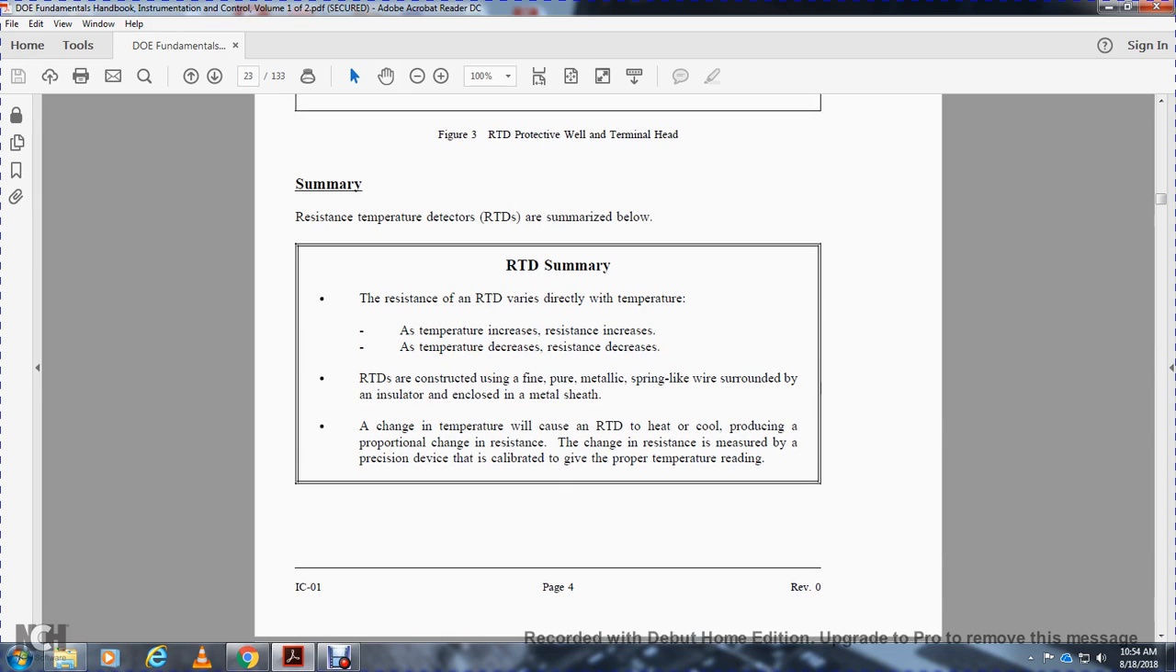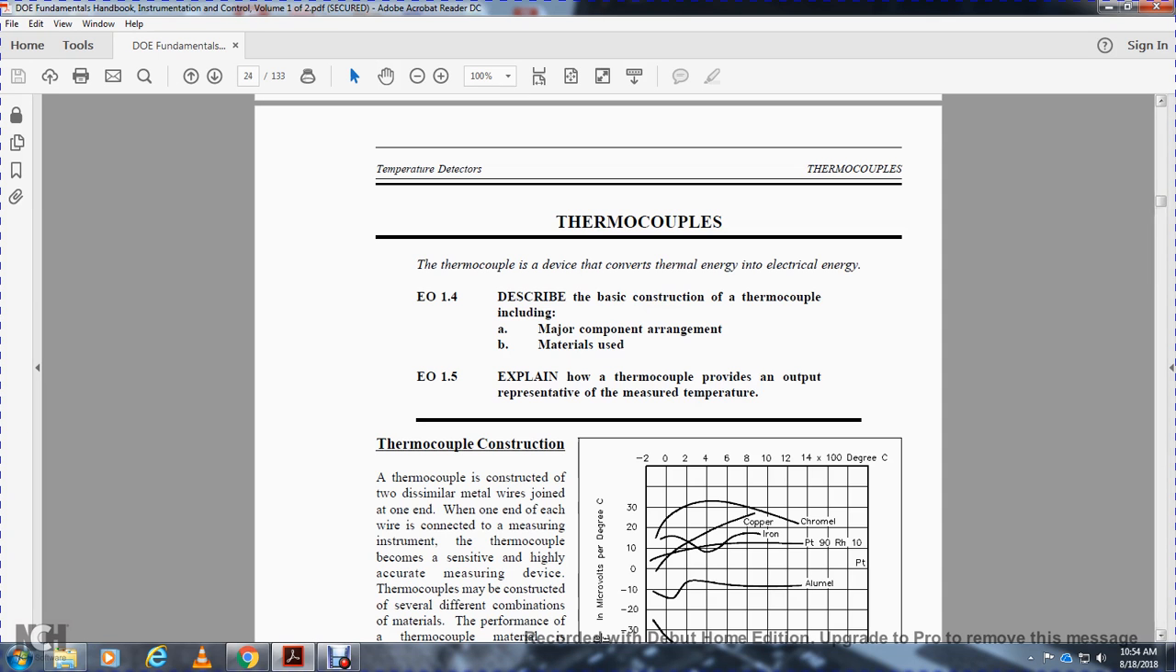The resistance temperature detector summary. The RTD resistance varies directly with the temperature. As the temperature increases, the resistance increases. As temperature decreases, the resistance decreases. The RTD is constructed of fine pure metallic spring-like wire surrounded by insulator and encapsulated in a metal sheath. The change in temperature will cause the RTD to heat or cool, producing a proportional change in resistance. The change in resistance is measured by a precision device calibrated to give the proper temperature reading.